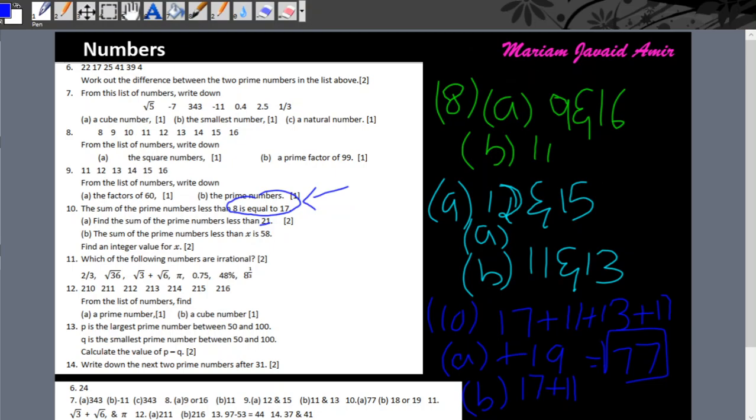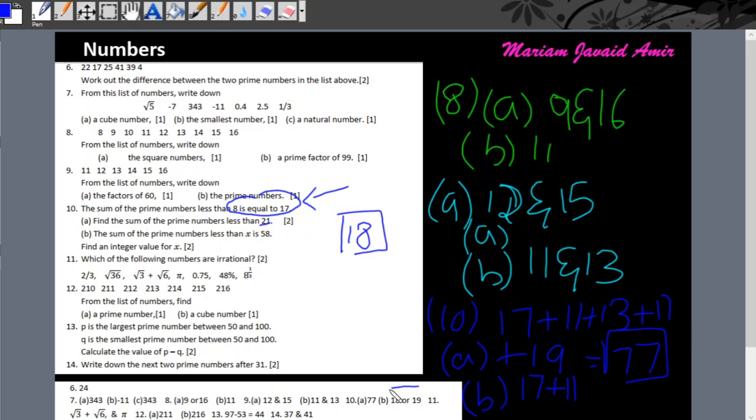And the next prime number was 13, so add 13 here, we get 41. So it's still smaller than 58. Next prime number was 17, add 17 to it and we get 58. So till 17 the prime numbers sum up to 58. So the bigger number after 17 is 18. So you'll write 18 here. 18 is x. So the sum of prime numbers lesser than 18 gives us 58.